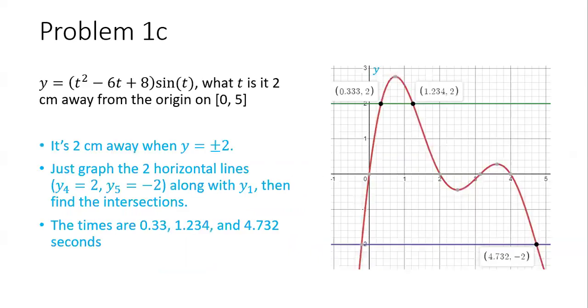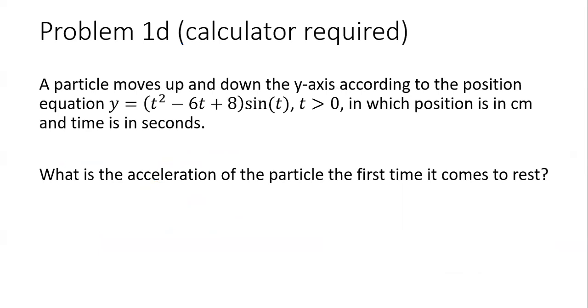Okay, so we graph our y, which is y1. We already had it in our calculator. Hopefully you didn't delete it. Now we use y4 as 2, y5 as -2. Find the points of intersection again, because we're essentially solving for t when y is equal to 2 and -2. So you would get these points here. Those are the times. You've got to know how to use that calculator.